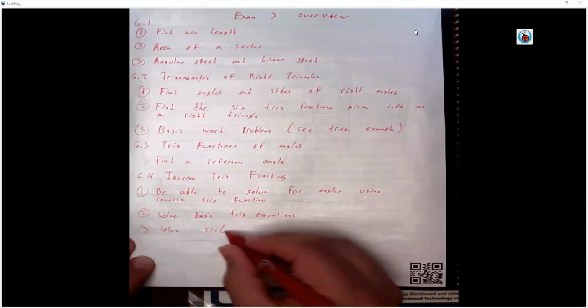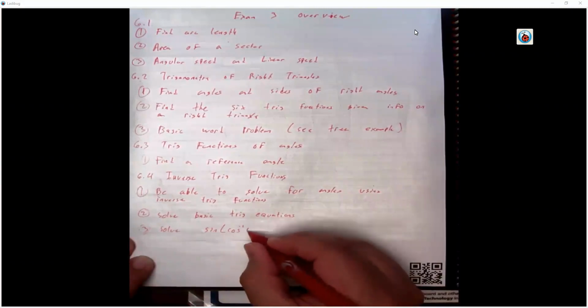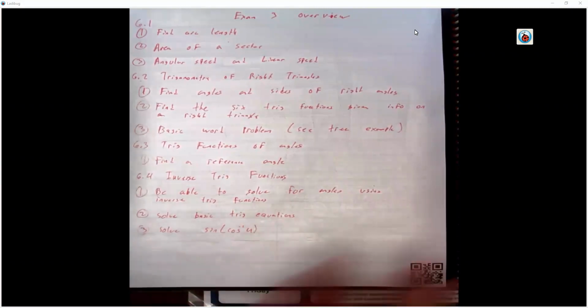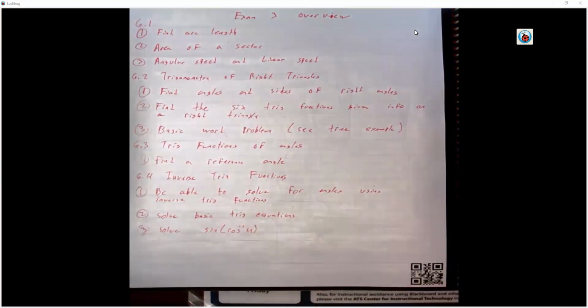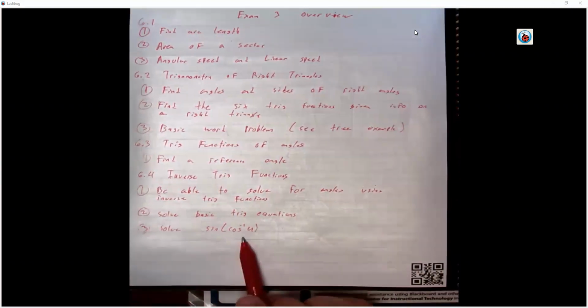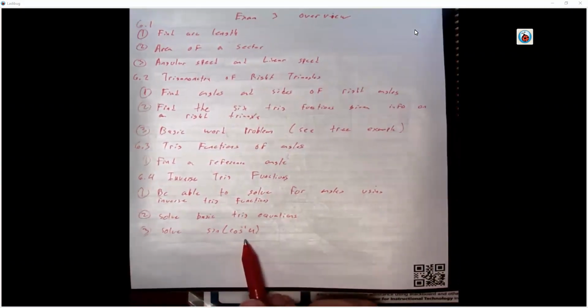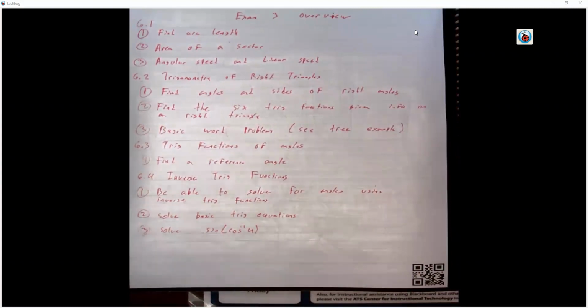Solve sine of cosine inverse of u. Okay, so remember how we had to solve for the triangle. So basically, I'm asking for sine given this information. Okay. Yeah, I think that's it for 6.4.